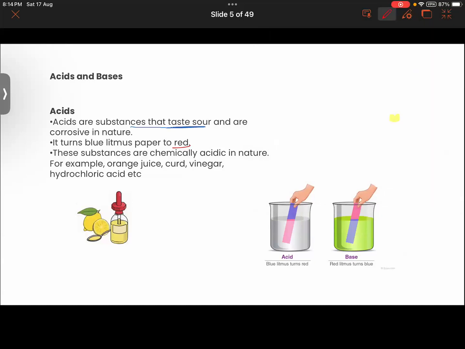So acids have a sour taste. Furthermore, we learn that we take help of litmus. Sir, is it compulsory that only acids have a sour taste? Yeah, usually it is observed in nature that most of the substances that are sour, they are acidic in nature. Although there can be certain exceptions to this.